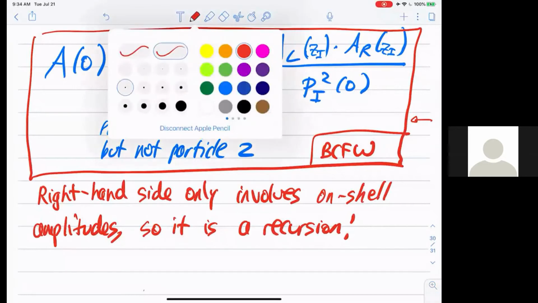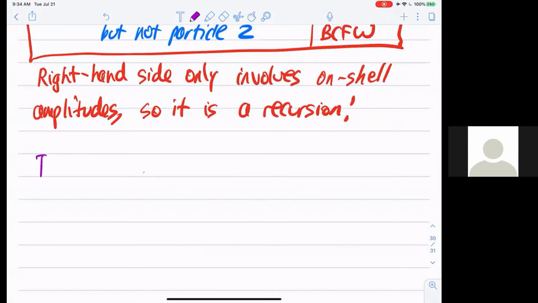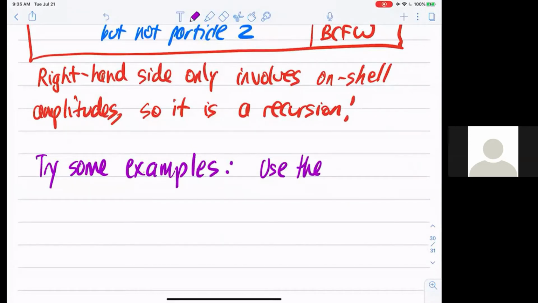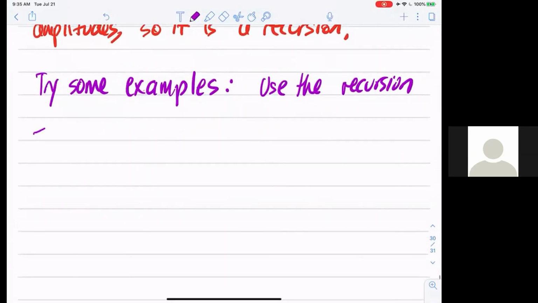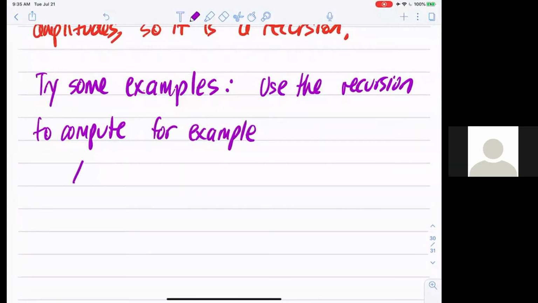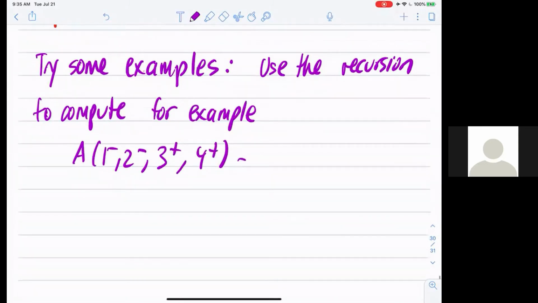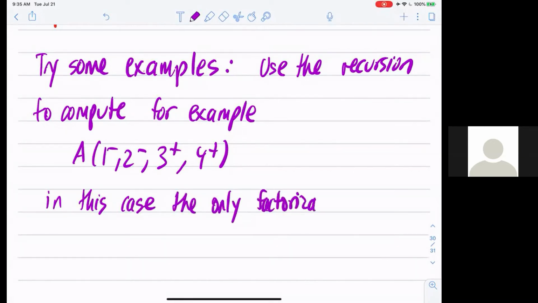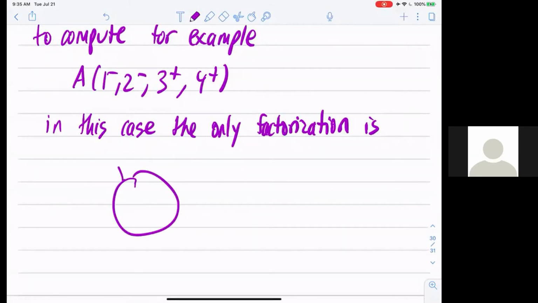I really urge you, this takes me beyond the scope of my lectures, but I urge you to try some examples. For example, use the recursion to compute the amplitude with helicities 1 minus 2 minus. In this case, the only factorization you need is where one and two have to be separated from each other.